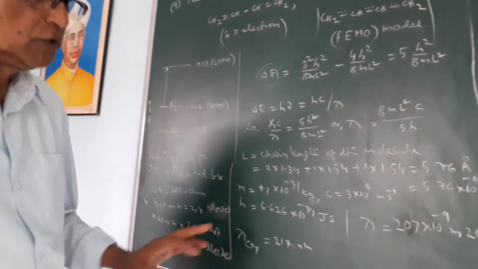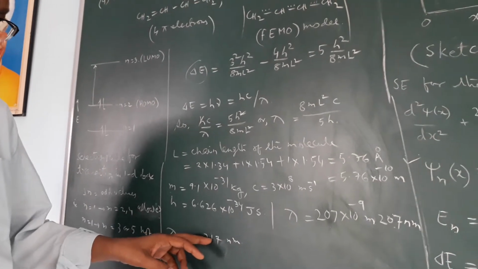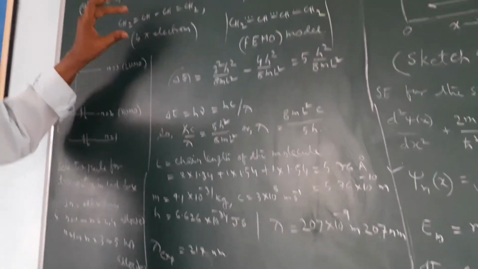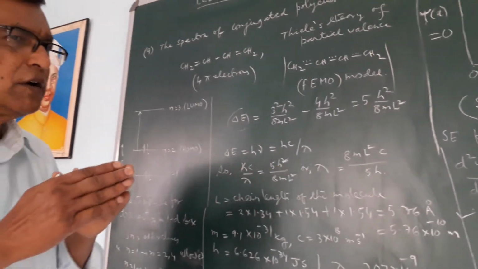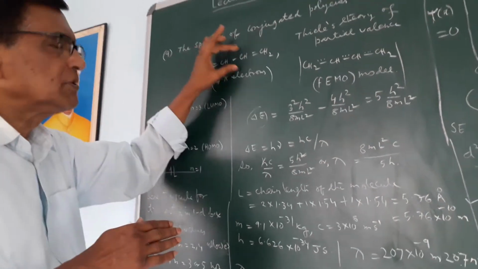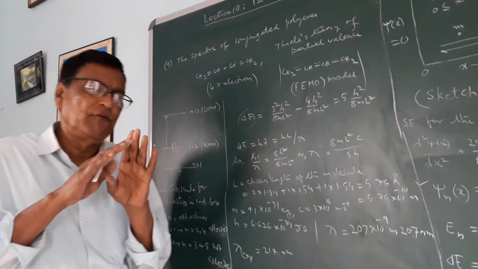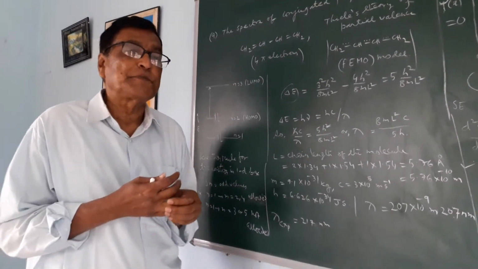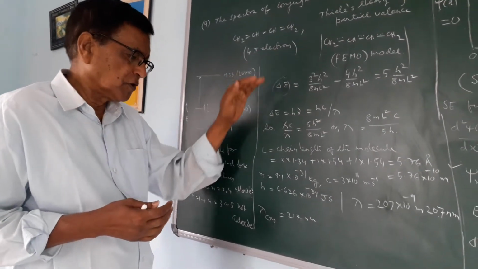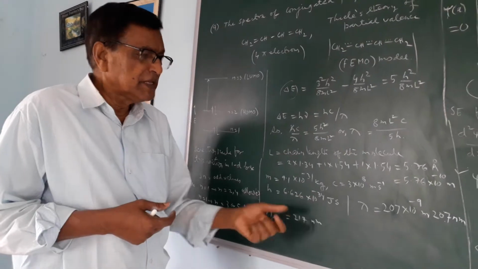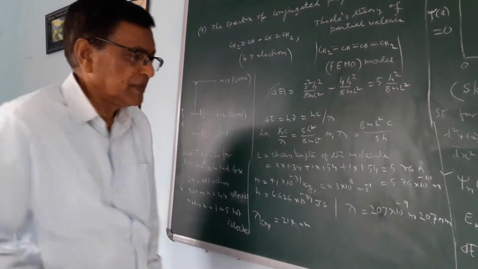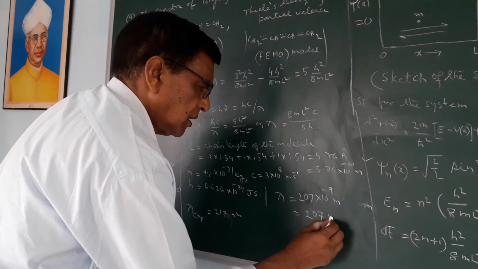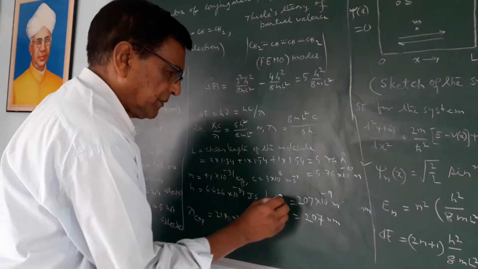The experimental value is found to be 217 nanometer. The frequency or the wavelength of light absorbed by this molecule is determined by a very important instrument called the spectrophotometer. By means of the spectrophotometer, the lambda value could be determined, and there is a nice matching between the theoretical value and the experimental value.